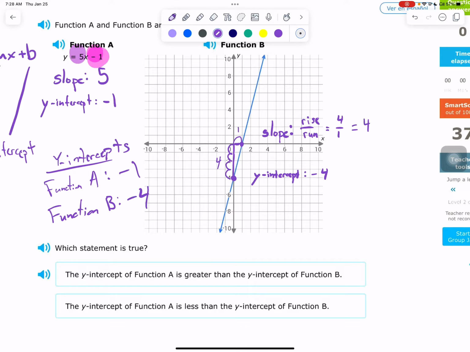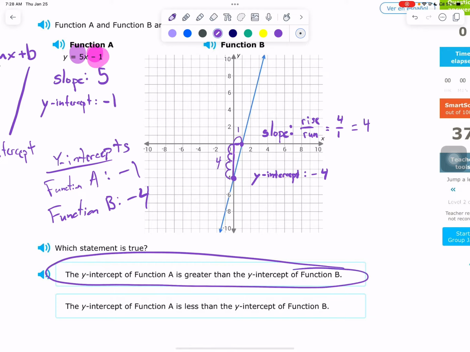Which one is greater? When you are comparing two negative numbers, the one that is closer to 0 is greater. So in this case, function A, -1, is closer to 0. It is the greater value. And so we can answer that the y-intercept of function A is greater than the y-intercept of function B.